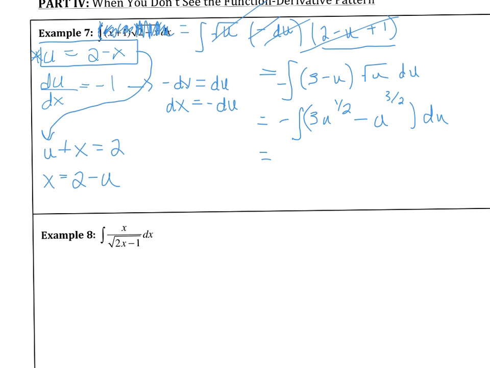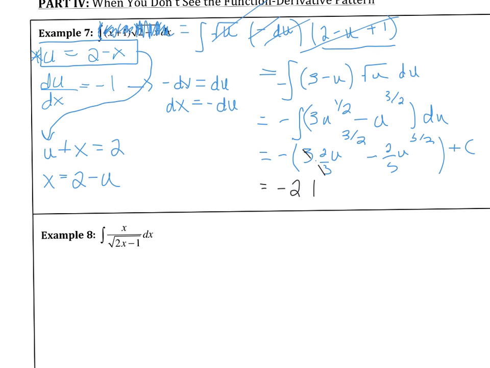Okay, so let's get the antiderivative. We've got a negative out front here. And then we'll have 3 times u to the 3/2 over 3/2, which is times 2/3, minus u to the 5/2 over 5/2, which is times 2/5. All right, and then plus c. So we'll simplify and back substitute, and we'll get, right, these guys will cancel. We'll get negative 2. U is what?